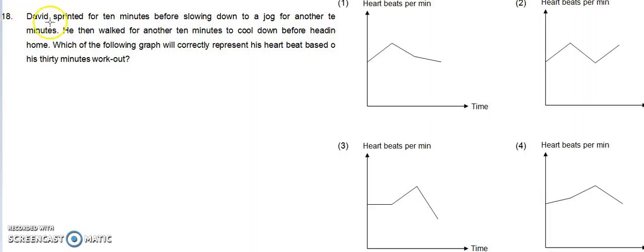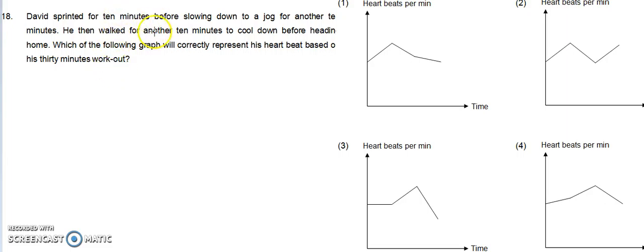Question 18. David sprinted for 10 minutes before slowing down to a jog for another 10 minutes. He then walked for another 10 minutes to cool down before heading home. Which of the following graphs will correctly represent his heartbeat based on his 30 minutes workout?